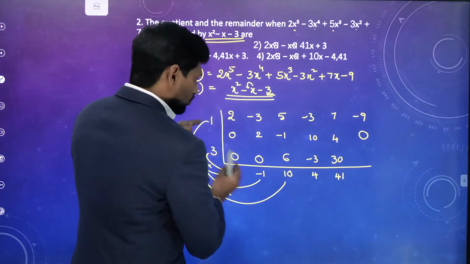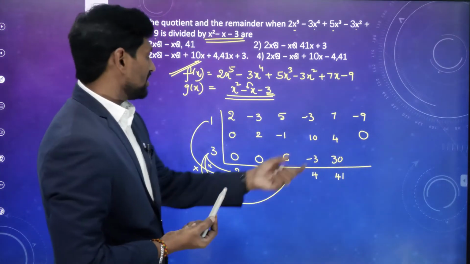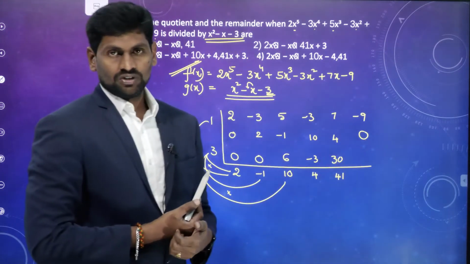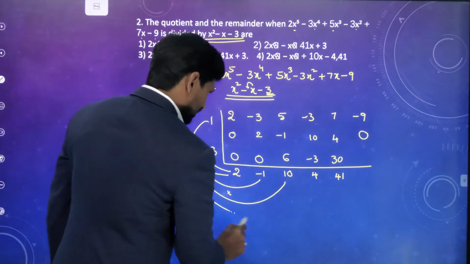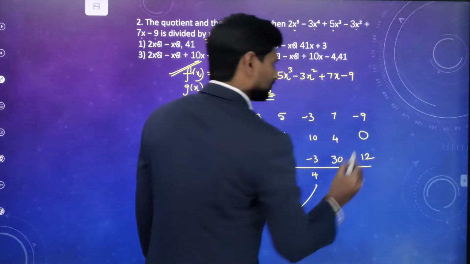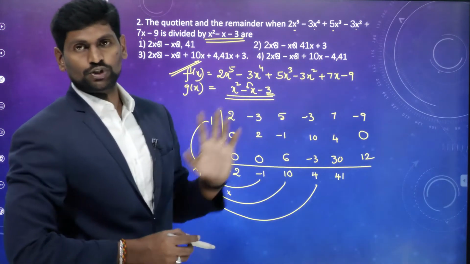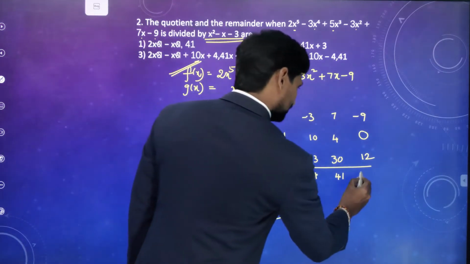Now again 1 into 41 is 41, but we are not taking it here in this place. We are getting already 0, so that's why I can leave it like that. So remaining, 3 4s are 12. Minus 9 plus 12, different symbols, subtraction. 12 minus 9 is 3.